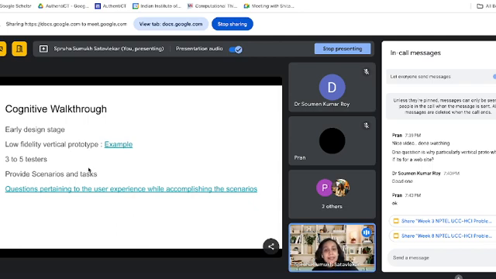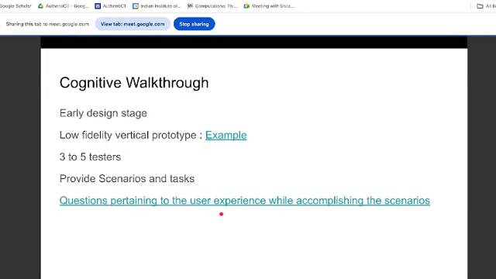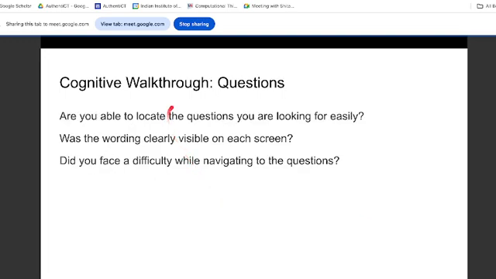Finally, we ask these questions to the user by giving a questionnaire, which they have to answer elaborately, telling their user experience while accomplishing the scenario. On clicking this, I am going to the next slide, which is cognitive walkthrough questions. So examples of these questions, ideally, are: are you able to locate the question you are looking for easily? So thinking about the question finding task, okay? Was the wording clearly visible on the screen?